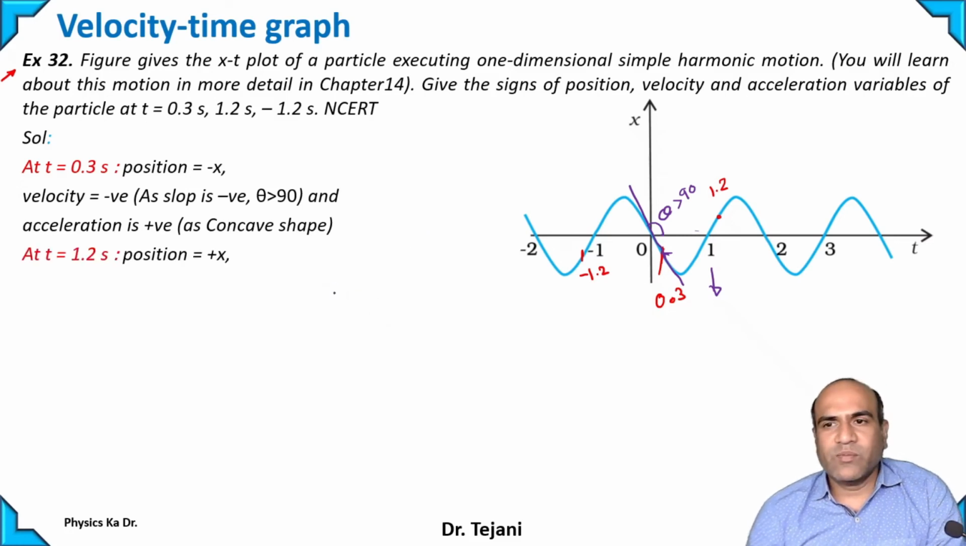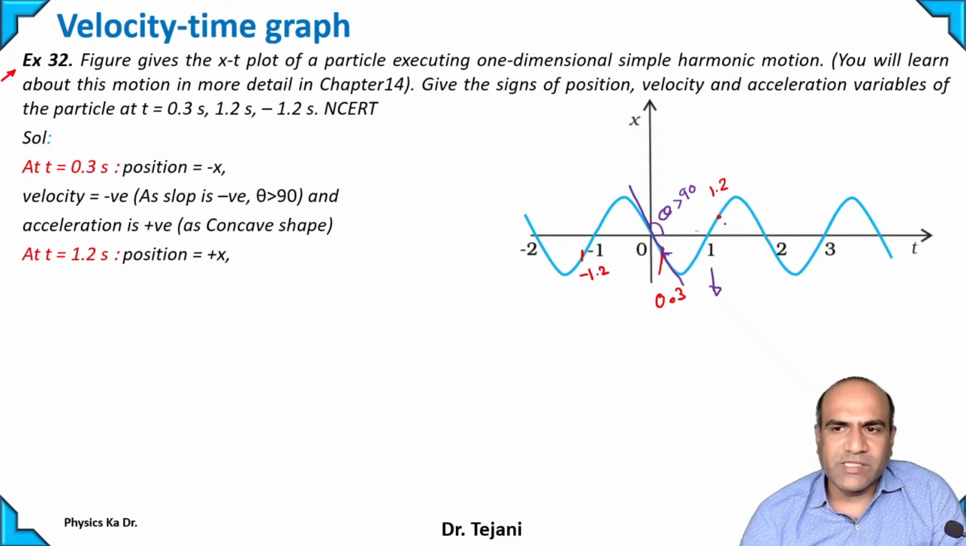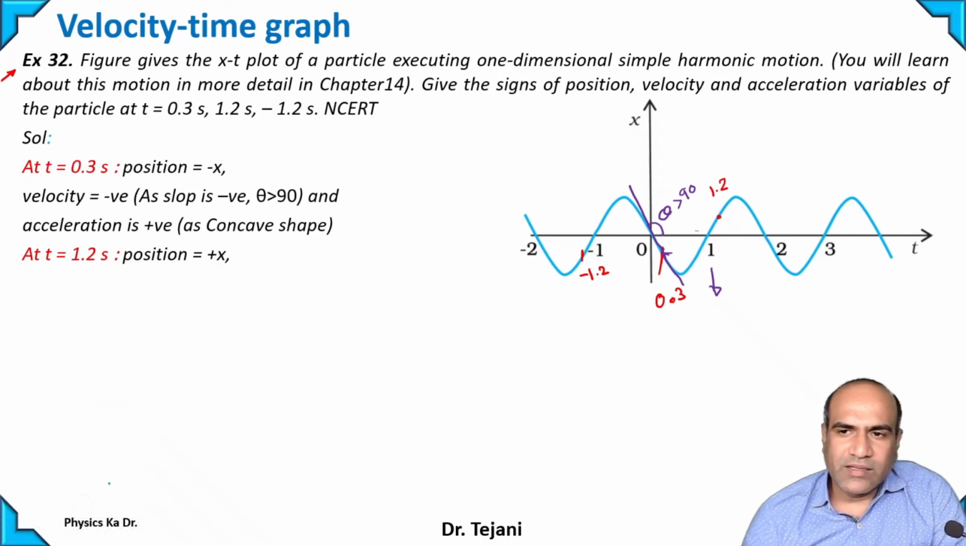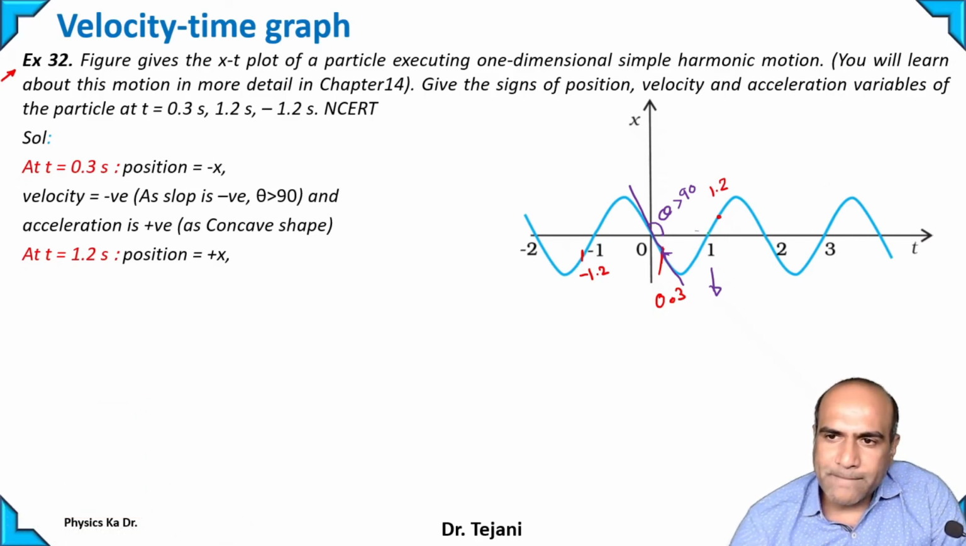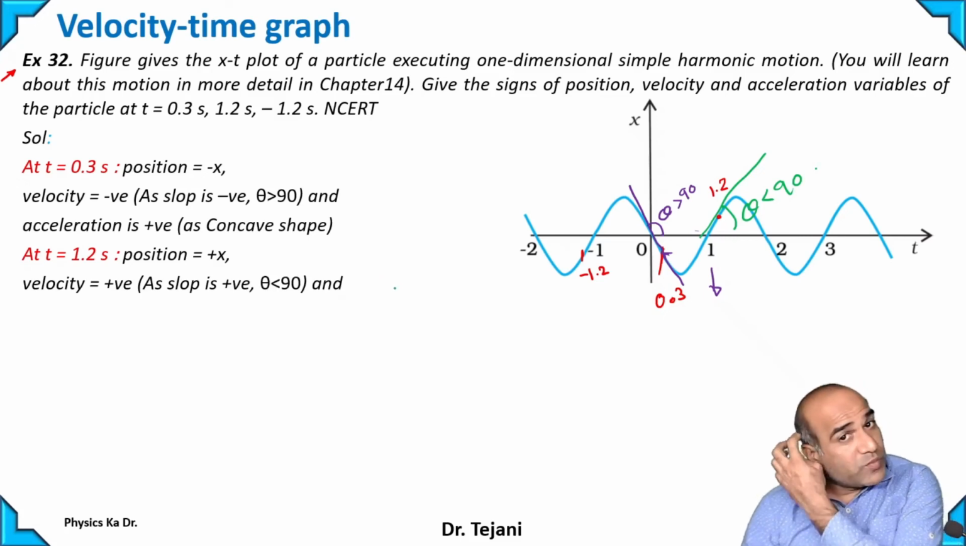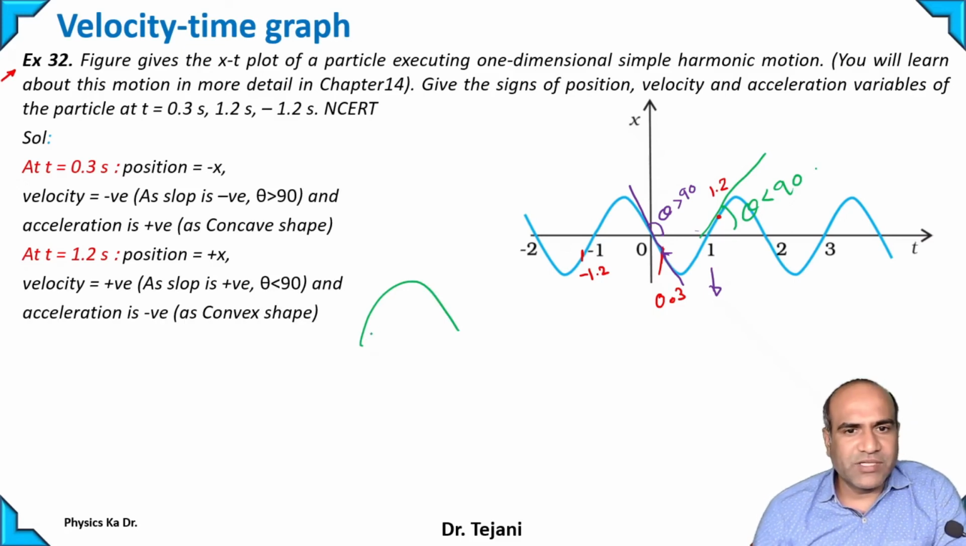Now the next is point 1.2. Here x is positive, directly visible. Then let's take the slope, the tangent. Theta is less than 90 degrees, so velocity should be positive. And for this convex shape, acceleration is negative.